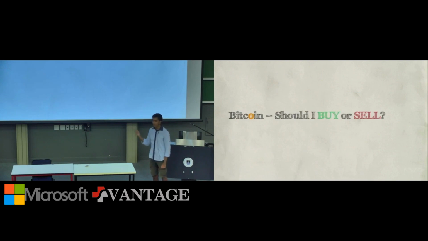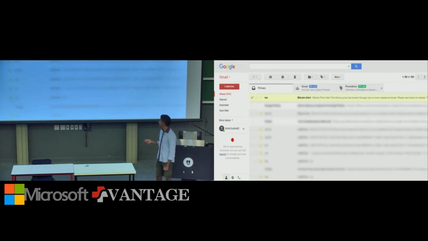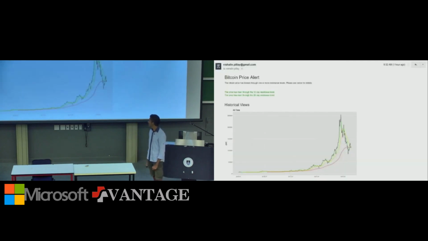So back to our question then. Bitcoin, to buy or sell? Well, looks like we have mail. So let's check it out. Aha, a mail from yourself. How interesting. And opening that up, there we go. So we have this pretty report document, and it's embedded into the body of the mail.